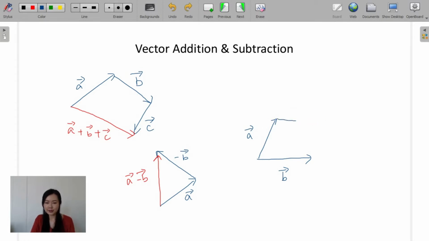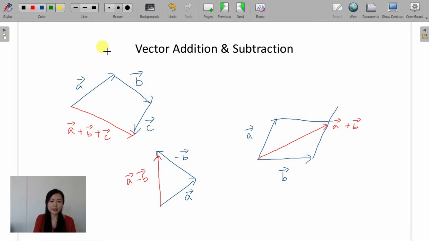I can't draw a straight line today. Nope, not happening. That's close enough. Okay, so complete the parallelogram. The main diagonal from the tail attachment to the opposite corner, that's your addition vector.